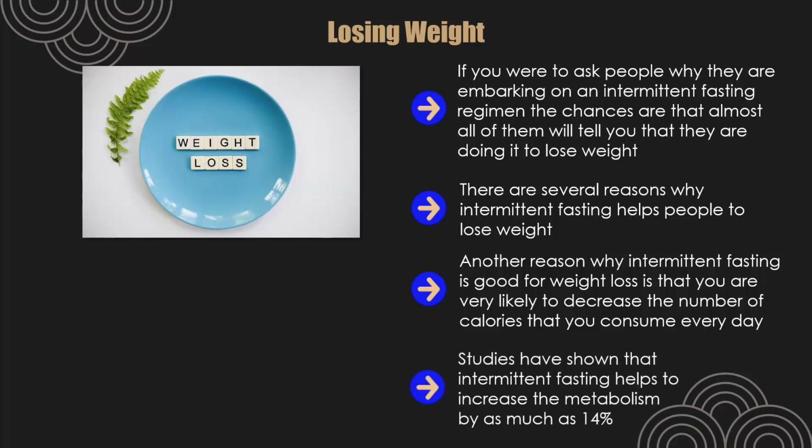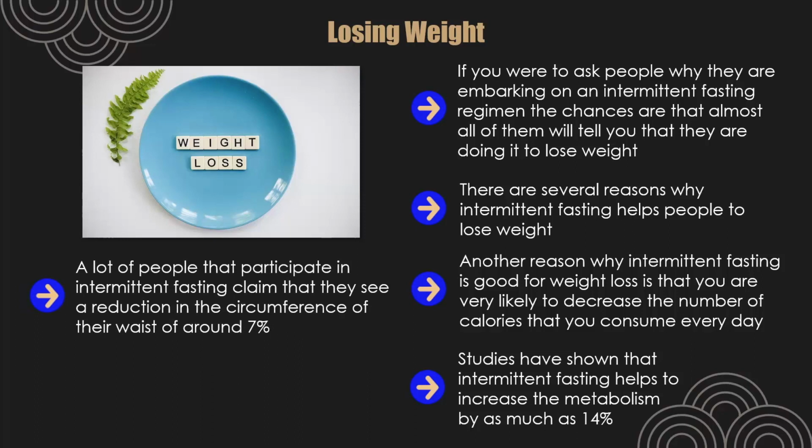Studies have shown that intermittent fasting helps to increase the metabolism by as much as 14%. With a higher metabolism, you will burn more calories. Over a period of 3 to 24 weeks, you can lose weight at a rate of 8%, which is really impressive. A lot of people that participate in intermittent fasting claim that they see a reduction in the circumference of their waist of around 7%.